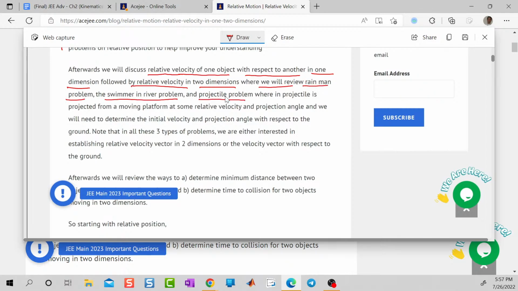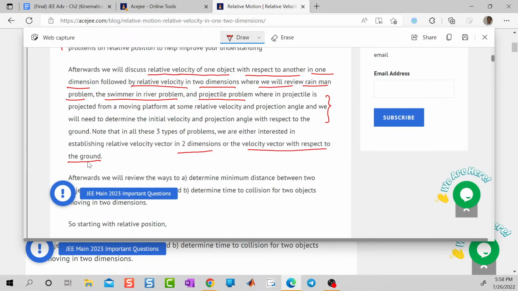The projectile problem is wherein the projectile is projected from a moving platform at some relative velocity and projection angle, and we need to determine the initial velocity and projection angle with respect to the ground. Anyway, don't worry about the technicality there. It says, note that in all these three types of problems, we are either interested in establishing the relative velocity vector in two dimensions or the velocity vector with respect to the ground. Okay.